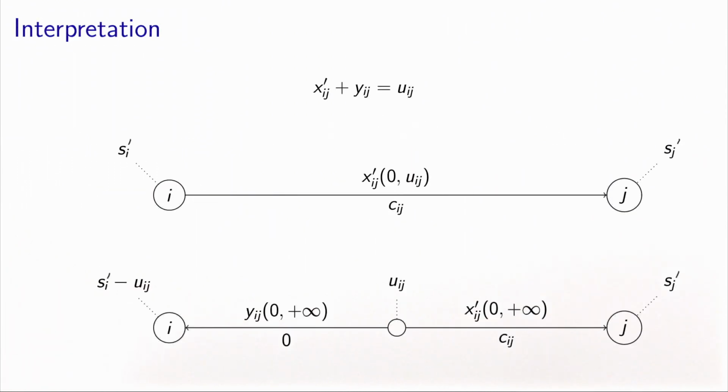Consider this simple example. I have one arc, ij, with a cost and a flow, which must be between 0 and u. The node i is associated with a demand Si', and the node j is associated with a demand Sj'. So this is the original formulation after the shift of the variables to get the lower bound to 0.